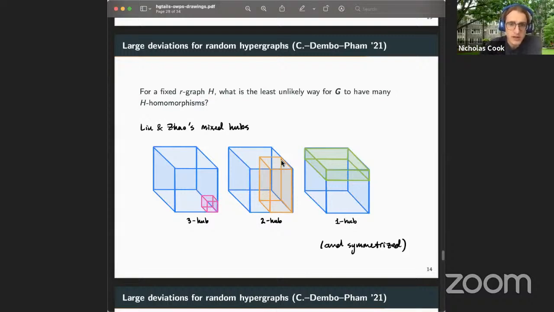Liu and Zhao call these one hubs, two hubs, and three hubs. Technically you have to symmetrize the matrix, but that would make this picture kind of incomprehensible. You can see a one hub has codimension one in some sense, a two hub has codimension two, and a three hub is a clique. You can guess that these kinds of structures might be the optimal ways of creating a lot of extra counts of H. They were able to show this in some cases, though interestingly, you have to broaden to allow the boxes to have different dimensions.